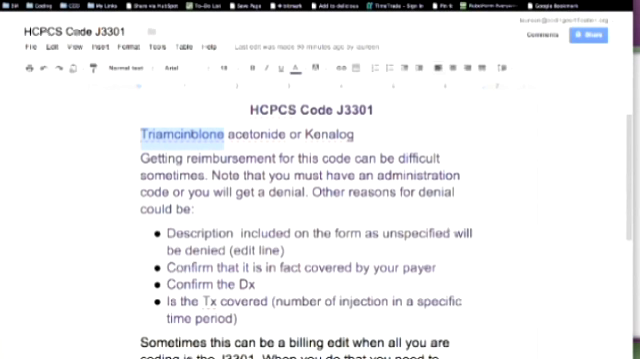These are what the comment feedbacks came back with that would benefit you in getting those paid. So it might be a good idea to make yourself a checklist when you're going to bill this and make sure you've clicked off each thing for the Kenalog.